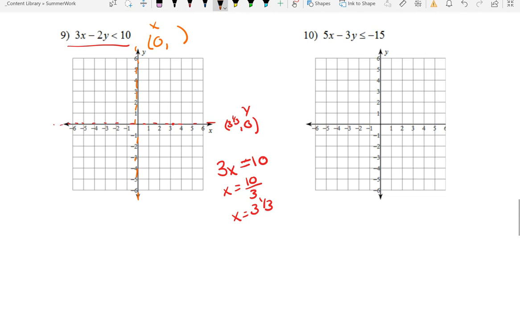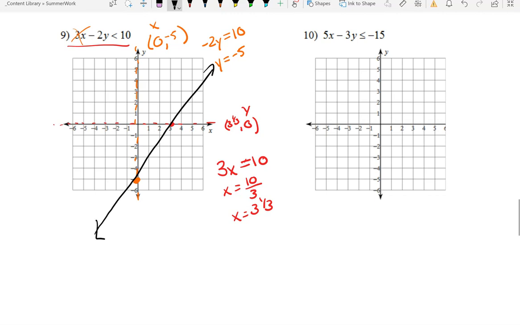I'm going to do the exact same thing to find another point. I know x is 0, so then I know this is going to be 0. So I get negative 2y. And again, I'm looking for an exact point, so the inequality does not matter. Equals 10. And I'm going to get y equals negative 5. And so, in order to make a line, all I need is 2 points. I have those 2 points, and we're going to draw.